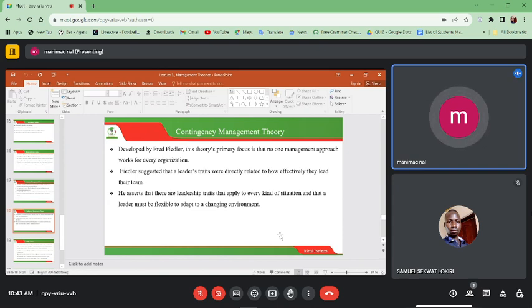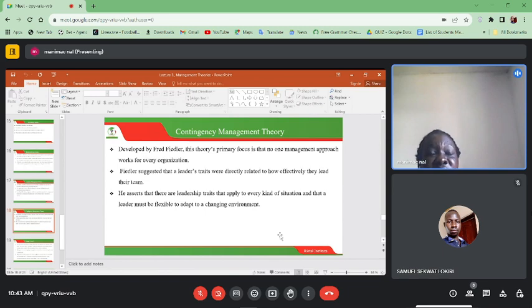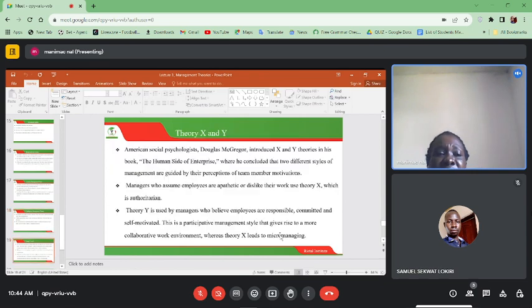He also says that there are no leadership strengths that apply to every kind of situation, and that a leader must be flexible to adapt in case change has occurred in an environment. So we expect a leader to have good traits of flexibility in such a change in a given environment. A leader has to adapt to that new environment such that he can lead the rest of his team members to also adapt in the same manner.